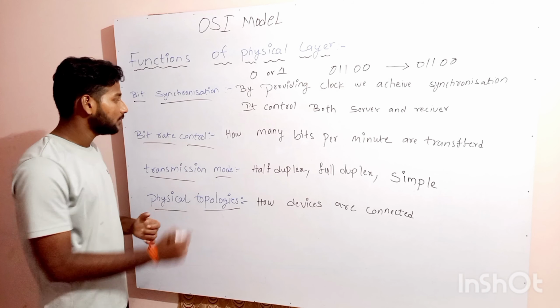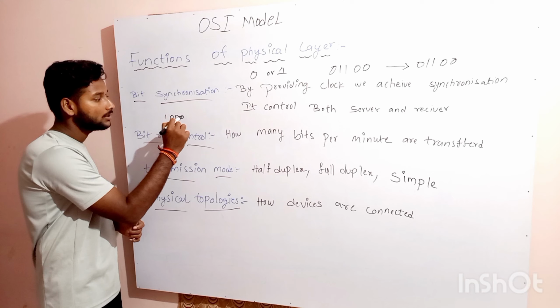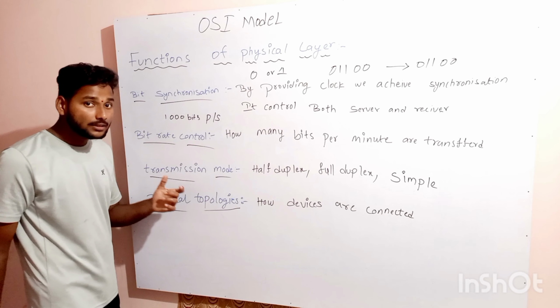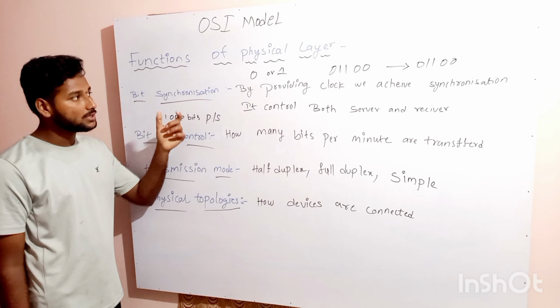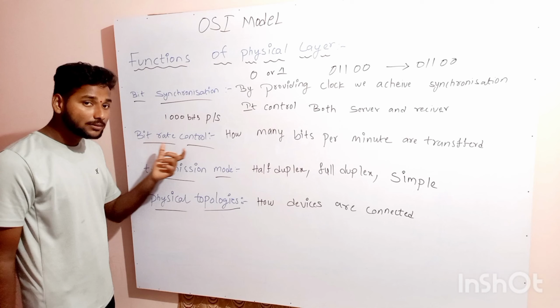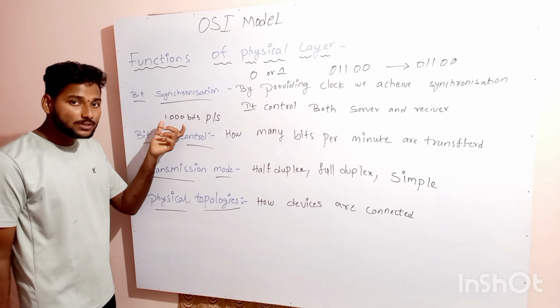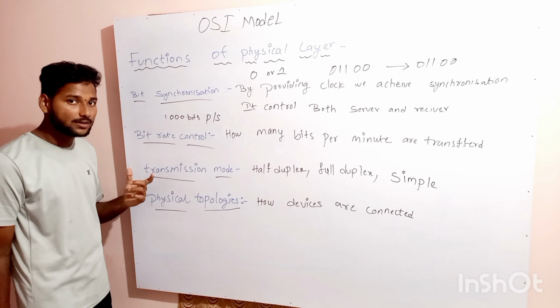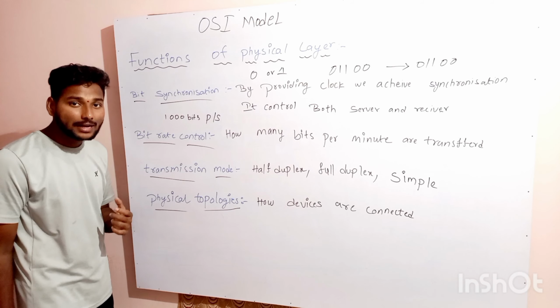For example, 1000 bits per second means the sender needs to send 1000 bits, which means 1000 binary digits, from sender to receiver. With bitrate control, which may be 1000 or 10,000 according to the system. This is bitrate control. And the third one is transmission mode.